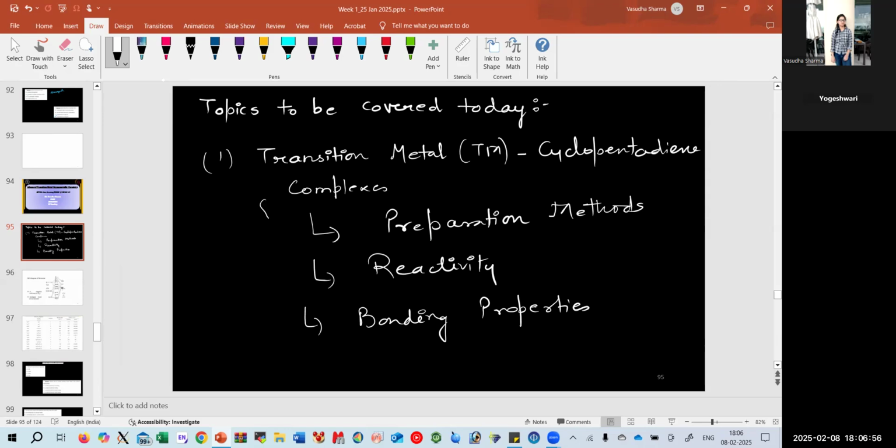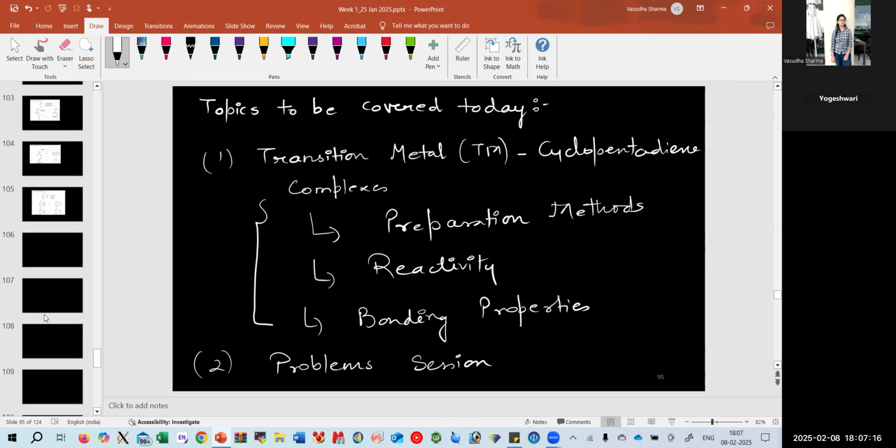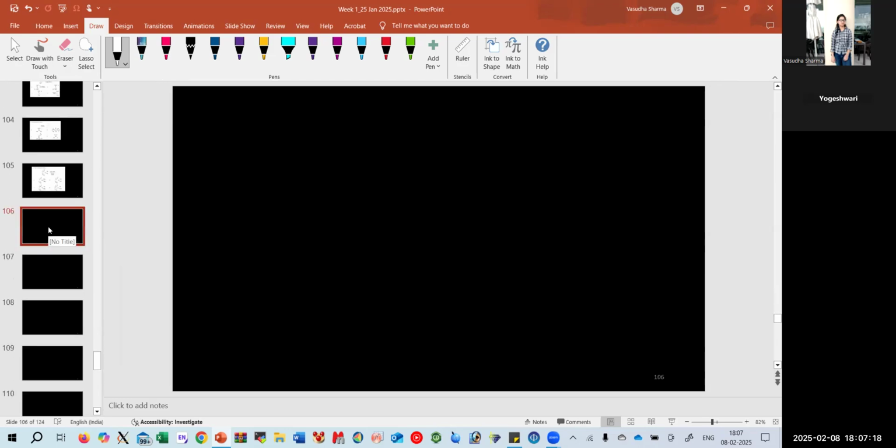And this is the whole essence of the lecture today. And at the end, we will be talking about the problems and how to solve those. What is the approach that we need to have? So, first thing that we can start with is your bonding properties. Firstly, we'll see the bonding properties in the metallocene itself.